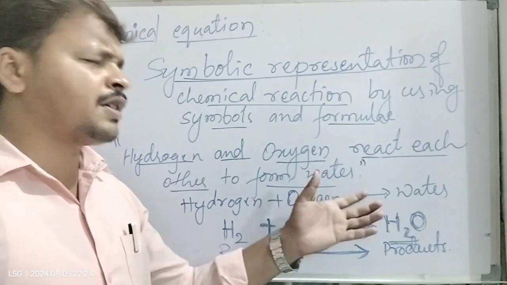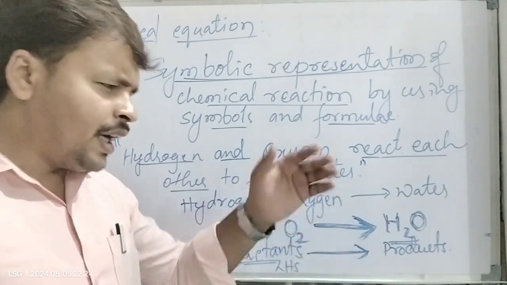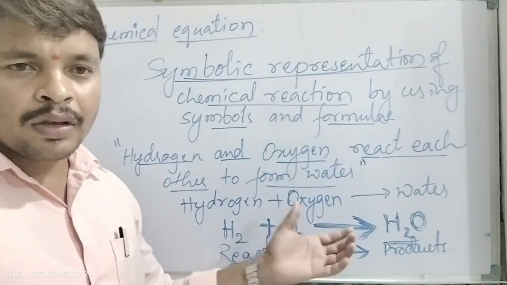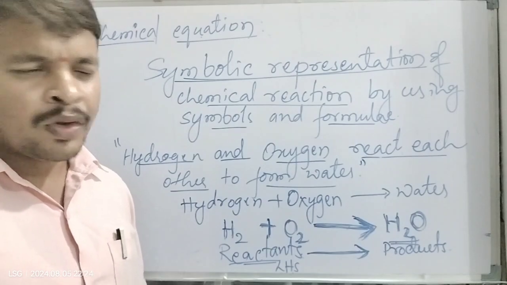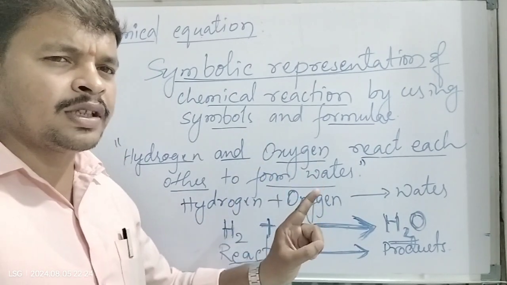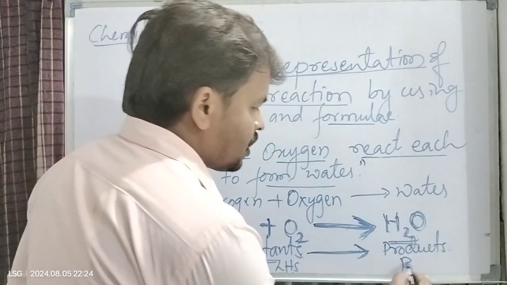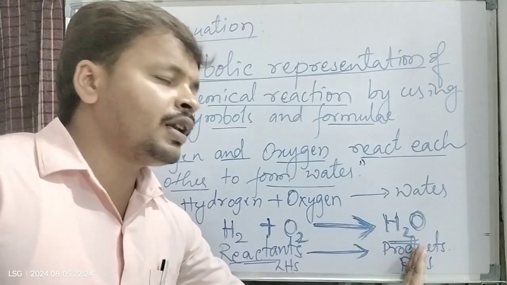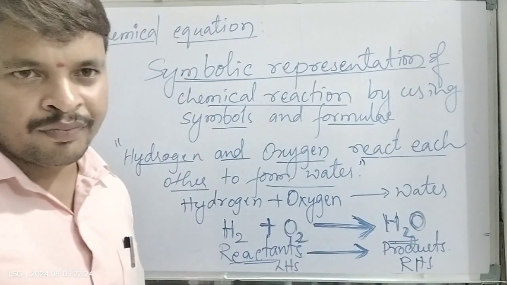You might have seen several equations in your syllabus in 8th or 9th standard, or you are going to study in 10th standard chemistry also. Many equations we are studying there. In all equations you observe that the reactants are written on the left hand side and the products on the right hand side, RHS. In between reactants and products, the arrow mark should be written.